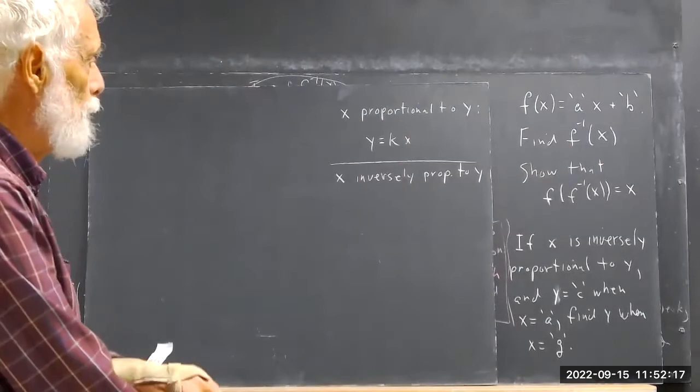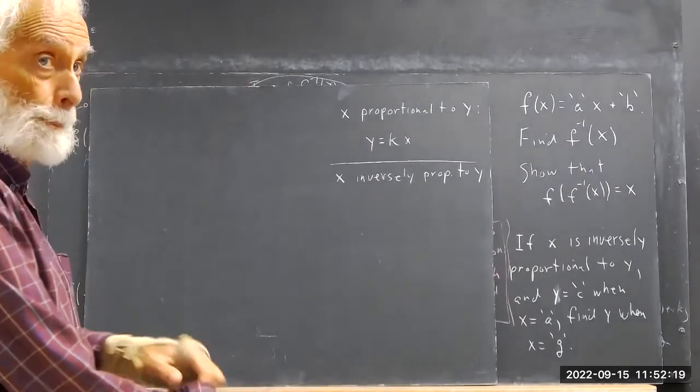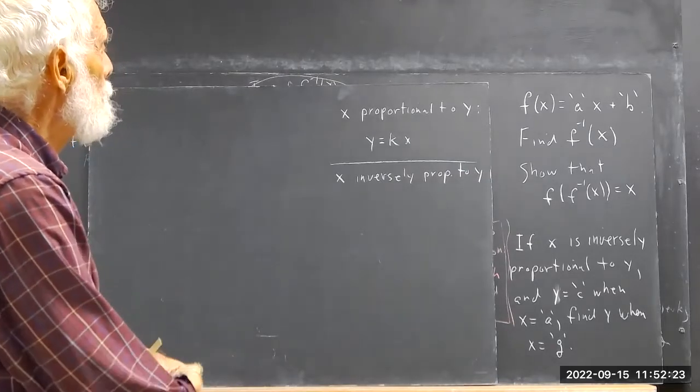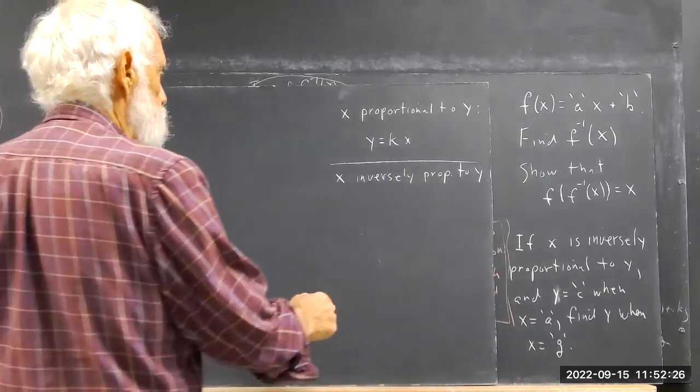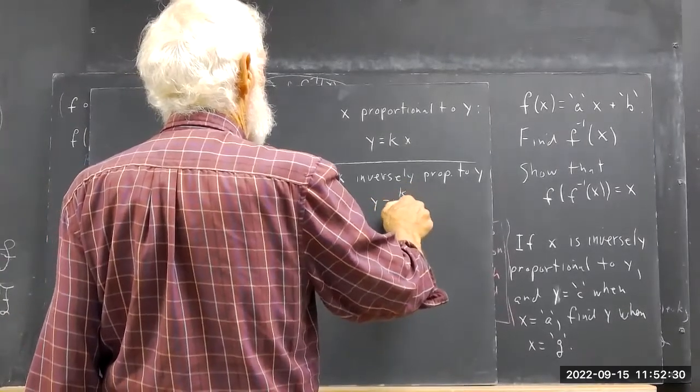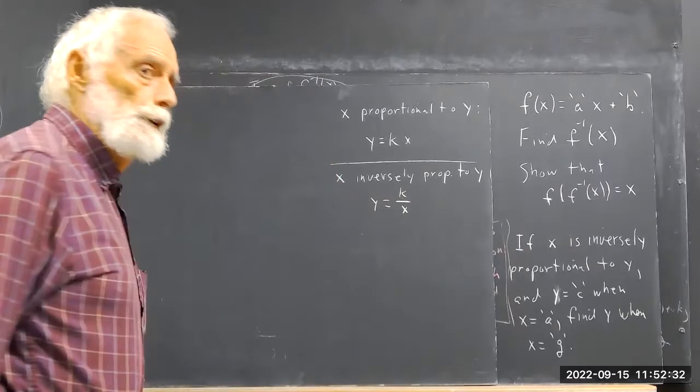We have to say that x is inversely proportional to y. In that case, your proportionality is y equals k divided by x.